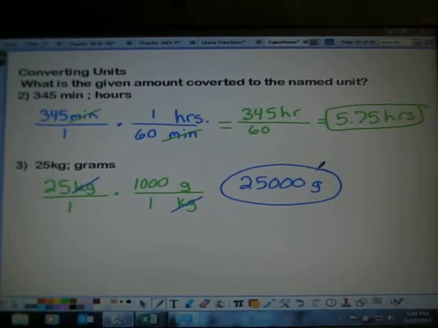So some students get confused on whether you're multiplying or dividing. In this case, really what you're doing is you're taking 345 divided by 60 to get that number. But here you're multiplying by 1,000 to get that number. So rather than trying to make you remember when to multiply and when to divide, this is a process that works for all of them. You set up your ratios, and you multiply straight across every time.